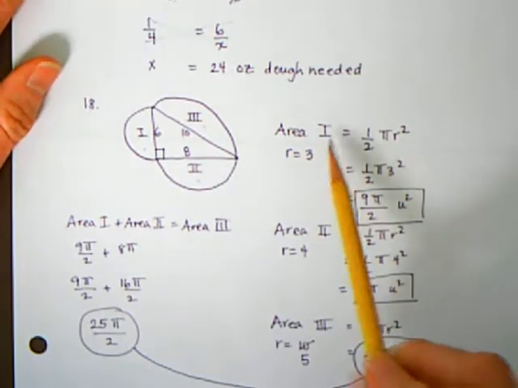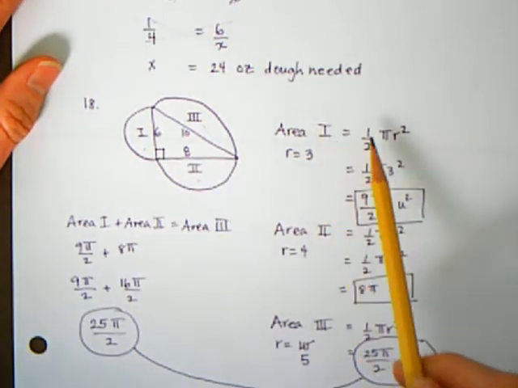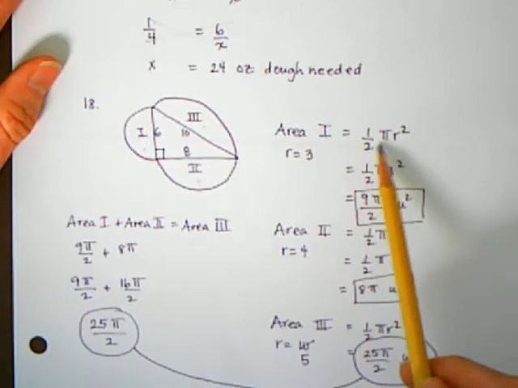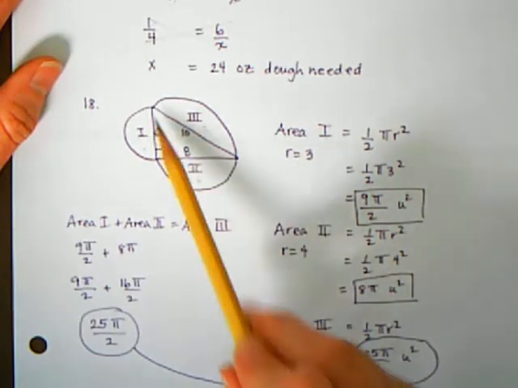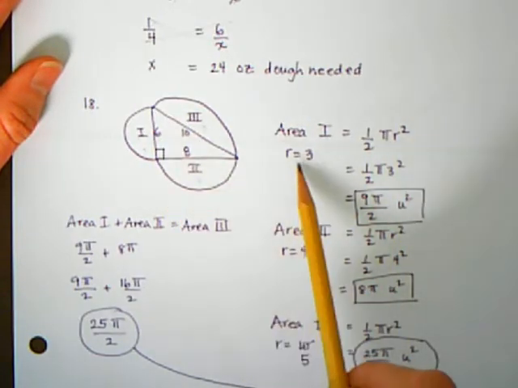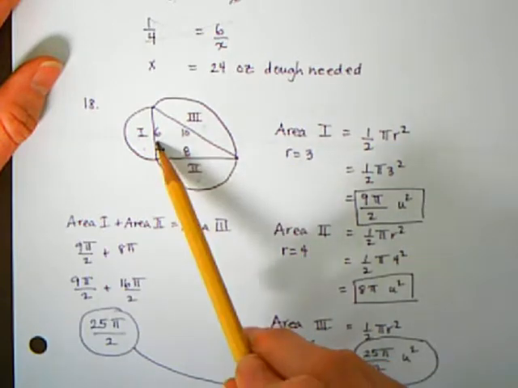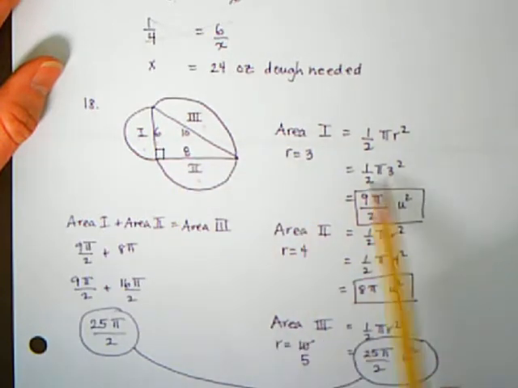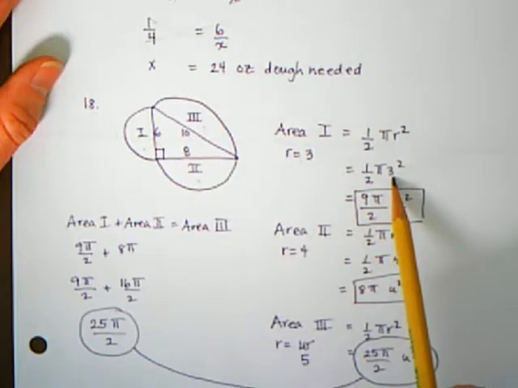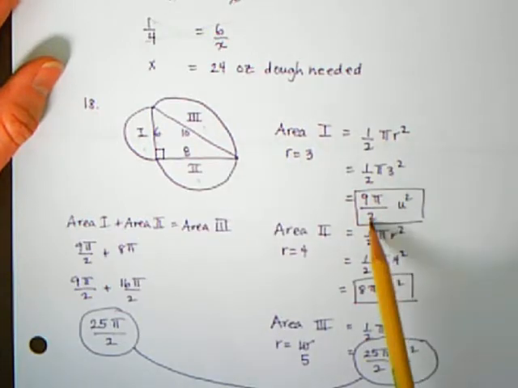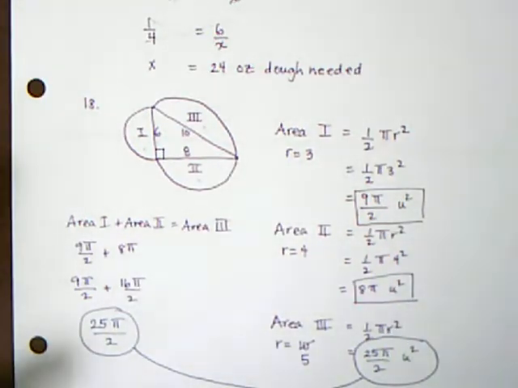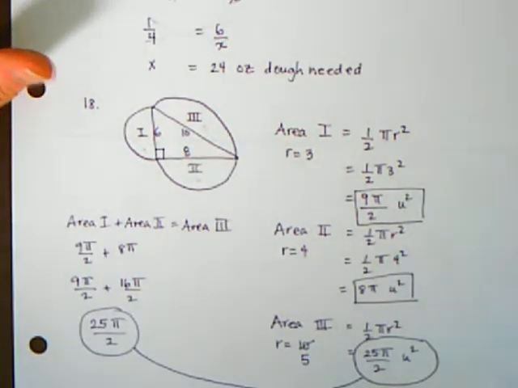All right, so the area of 1, this is a semicircle, so it's half the area of a big circle, so half pi r squared. Now, if this side length is 6, then the radius is, of course, going to be half of it, because 6 is the diameter. So 1/2 pi times 3 squared, so that's 9 pi over 2. Don't go ahead and divide that out, just leave it as 9 pi over 2.